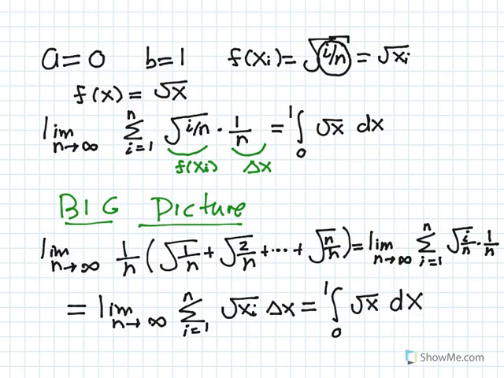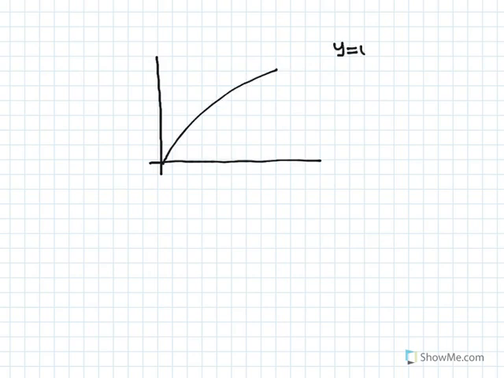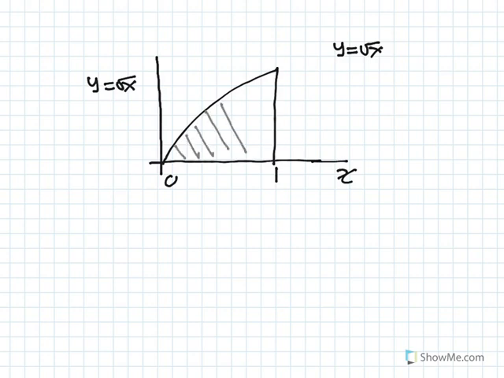So let's actually draw a diagram for this definite integral. What we really have is a function y is equal to root x. There's our function y equals root x from 0 to 1. We're basically finding the area under the curve below y equals root x and above the x-axis from 0 to 1. And that is what a definite integral 0 to 1 root x dx represents. It represents the shaded area.